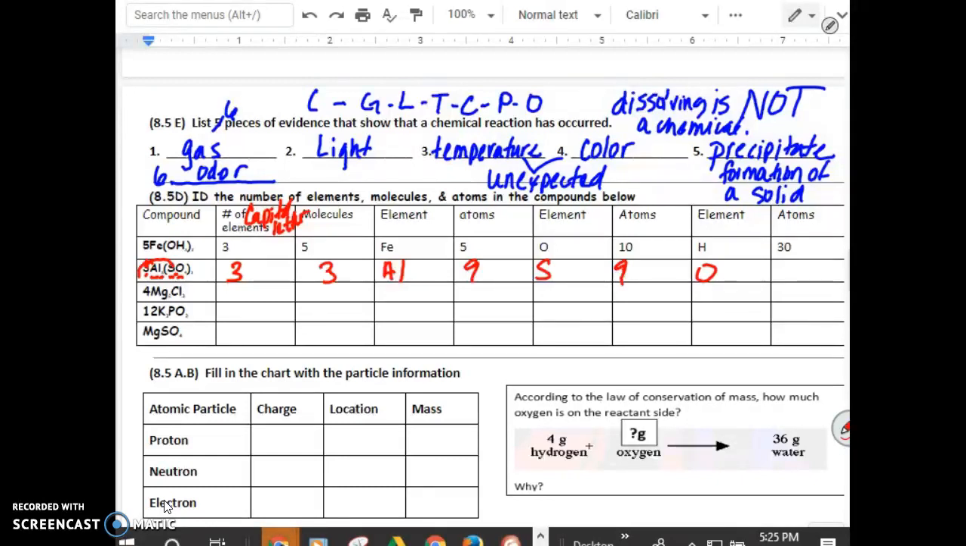4 times 3 is 12. Then we have to multiply that times our coefficient. Everything gets multiplied times the coefficient. So 12 times 3 gives us 36 oxygen atoms.